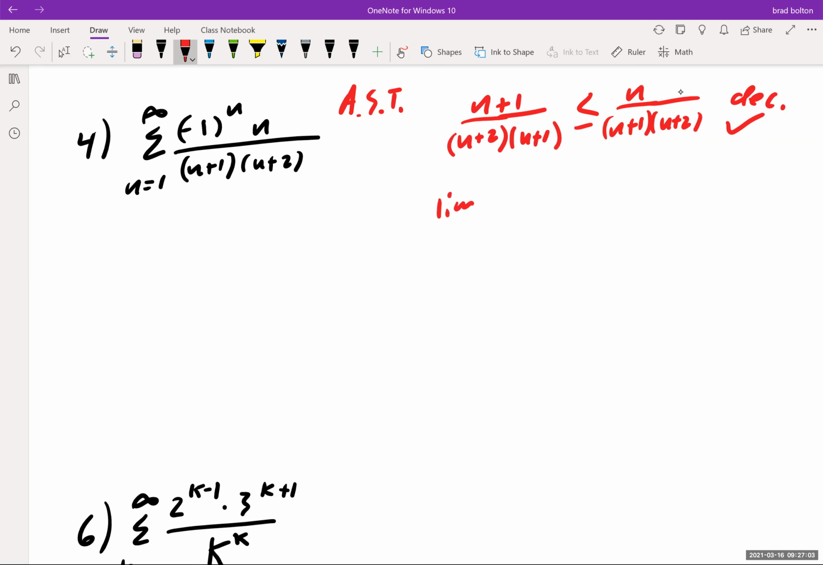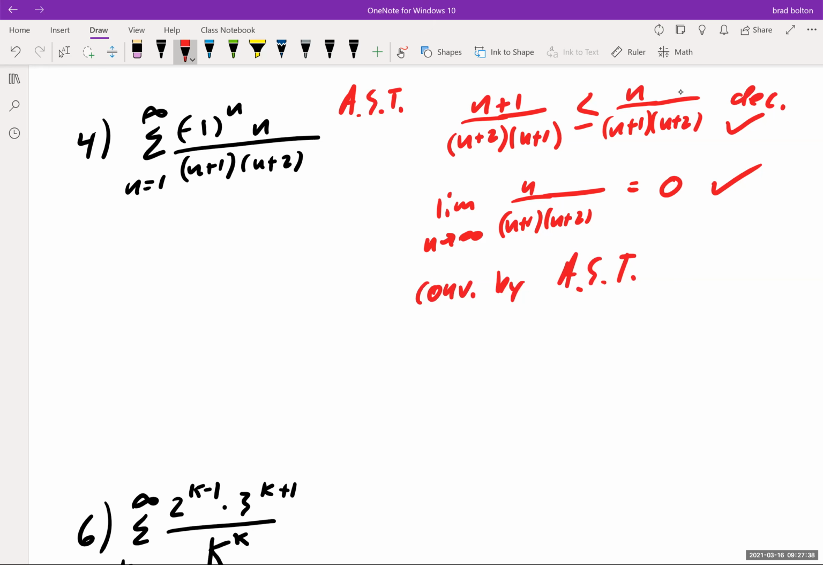And then the limit as n approaches infinity of n over n plus 1, n plus 2 equals... Well, I think at this point you can just say that this is 0. So that's check, because the denominator has an n squared term and the numerator has an n term. So then you know the limit's going to be 0 as n approaches infinity. So that's check. Okay, so that means that this is convergent by AST. And that is it.